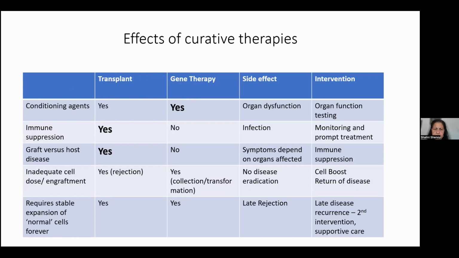There is immune suppression that comes with transplant, because unless you decrease the immune system of the patient, you're not going to be able to get the new immune system in. And of course, that sets up for infections, and that needs monitoring and prompt treatment. Whereas gene therapy is the patient's own cells coming back in, autologous as we call it, and that immune system recovers faster. It does drop, but it recovers faster.